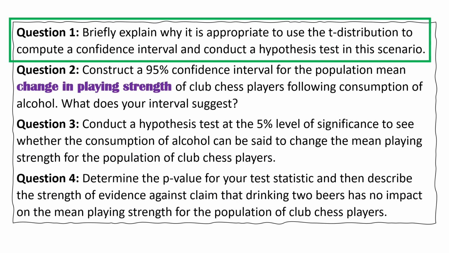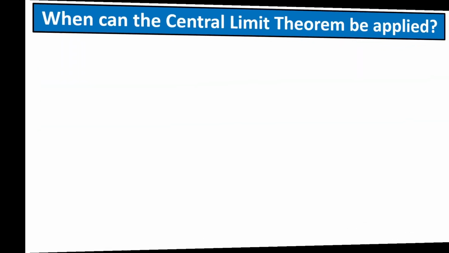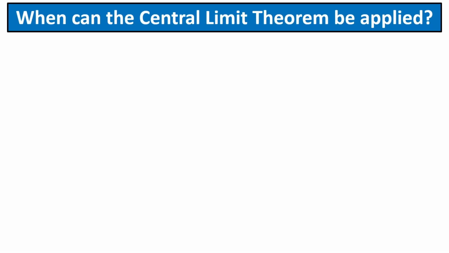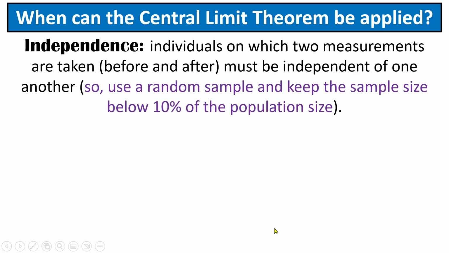So the first question is to briefly explain why it is appropriate to use the t-distribution to compute a confidence interval and conduct a hypothesis test in this scenario. And so we just need to remember what the conditions are for that central limit theorem to be applied. So in brief, we need independence. And so individuals, in this case, on which 2 measurements are taken, one before and one after they drink the 2 cans of beer, these individuals must be independent of one another.